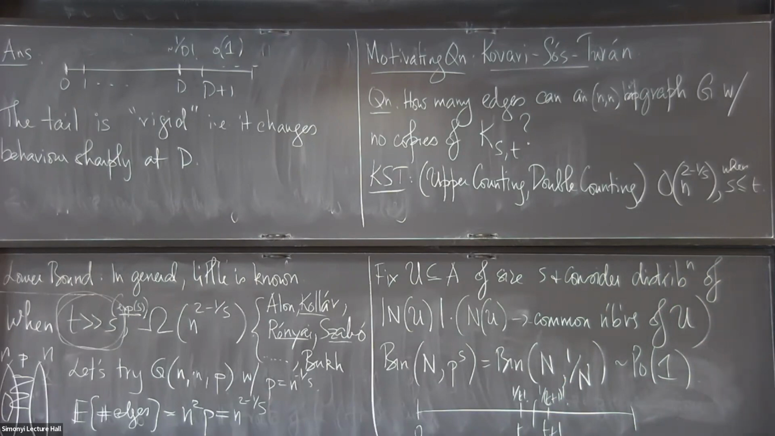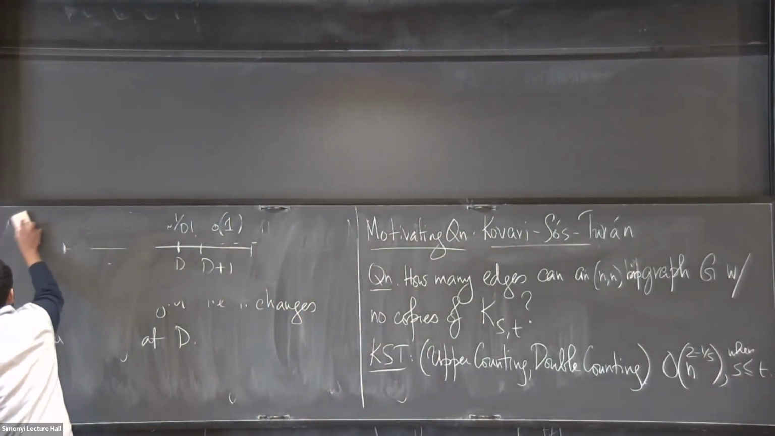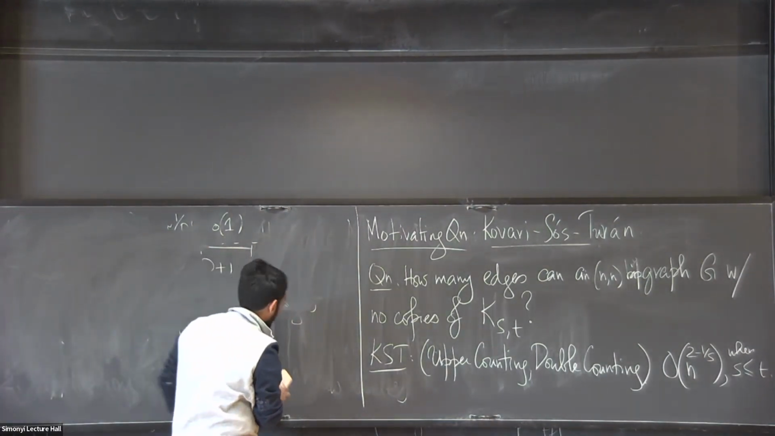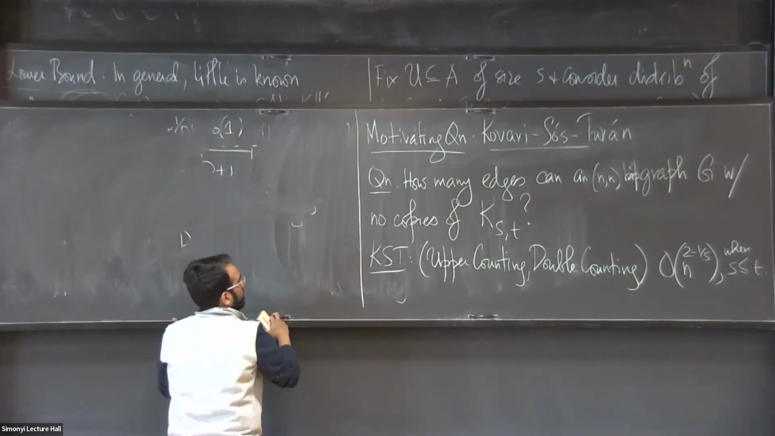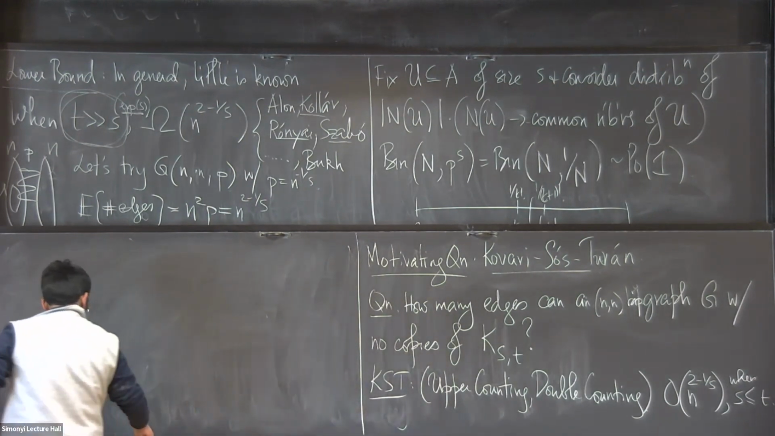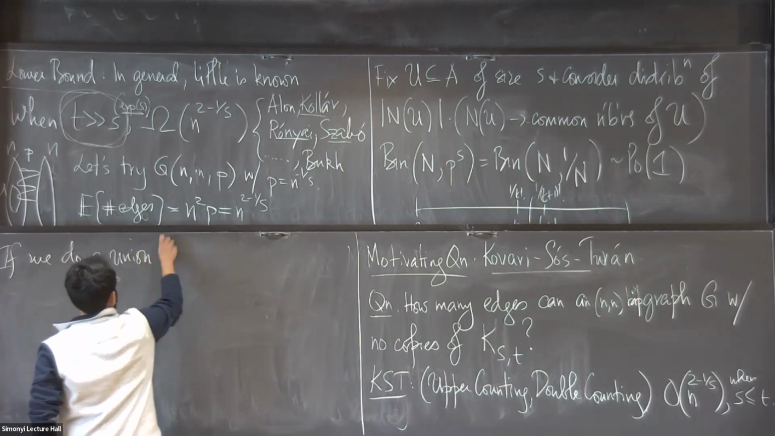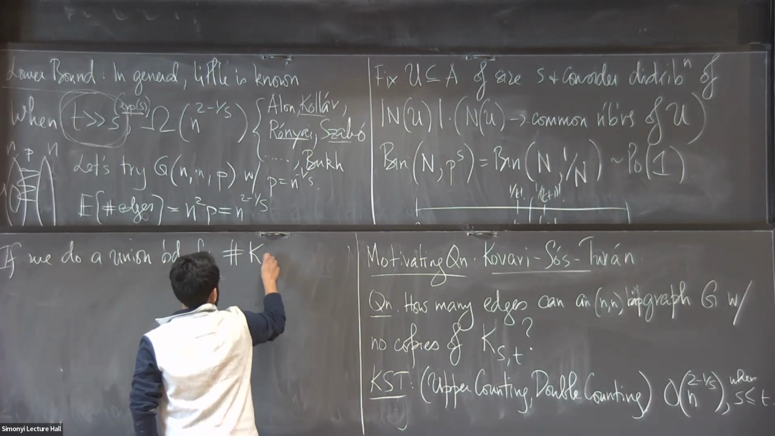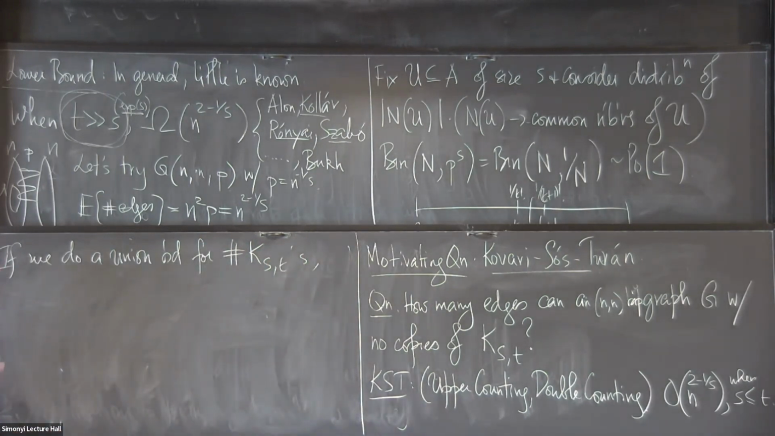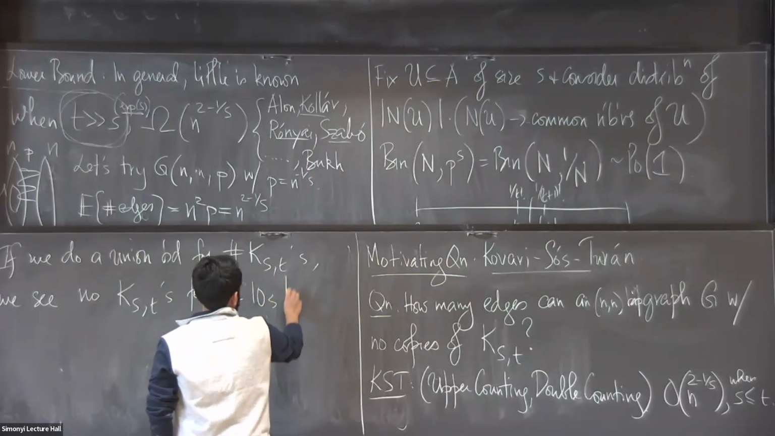And so if you use these bounds to compute, if we do a union bound, I'm not going to write down the details, but for the number of KSTs, we see that it becomes tiny when, unfortunately, not when t is a large function of s, but rather when t is sufficiently slowly growing in n. Let's say 10s log n or whatever.